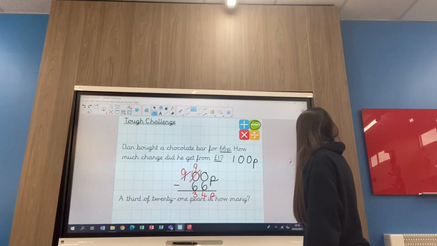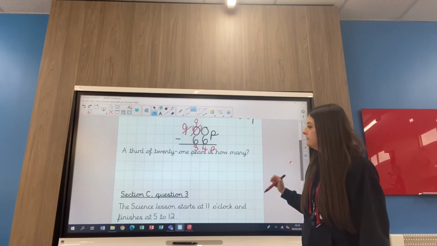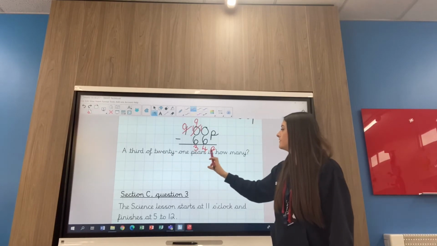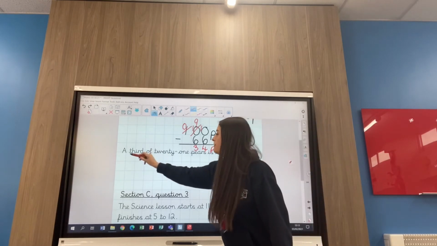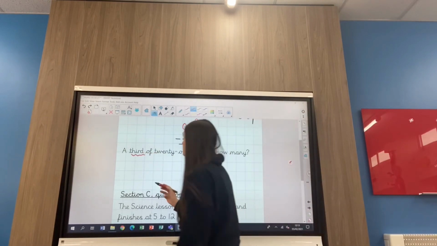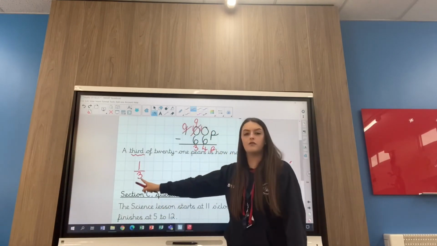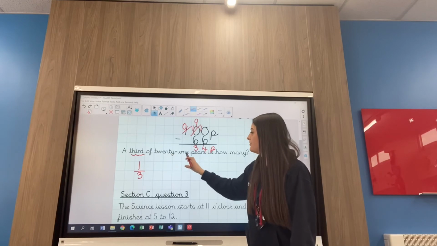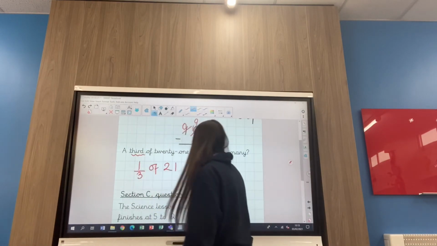Okay, right. Another question that you have in your tough challenge is: a third of 21 pairs is how many? Okay, now a third, we write it as 1 over 3 because we're splitting them into 3 equal groups. Our denominator tells us that. And I'm finding a third of 21, which they've written in words.